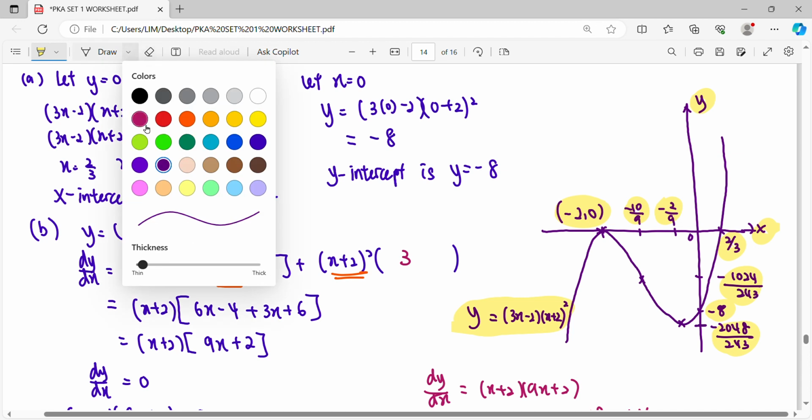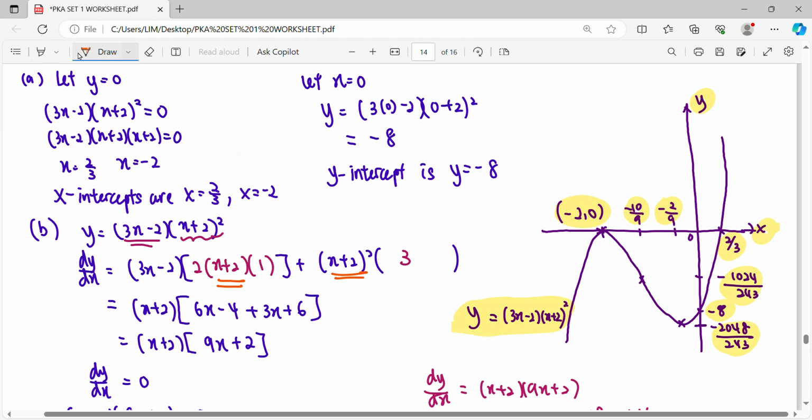Actually it's possible, if you have enough space, you can write the coordinates of this point. What's your label? -10/9, -1024/243. This one minimum, -2/9, -2048/243.